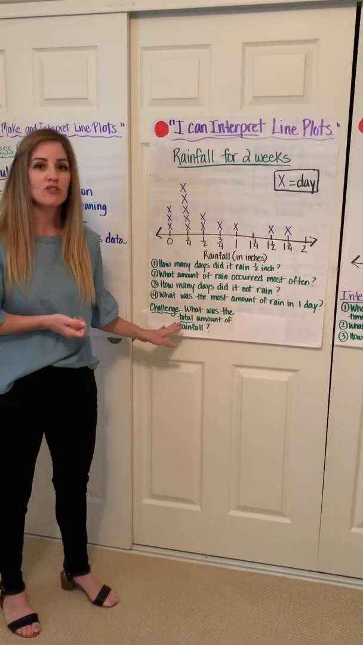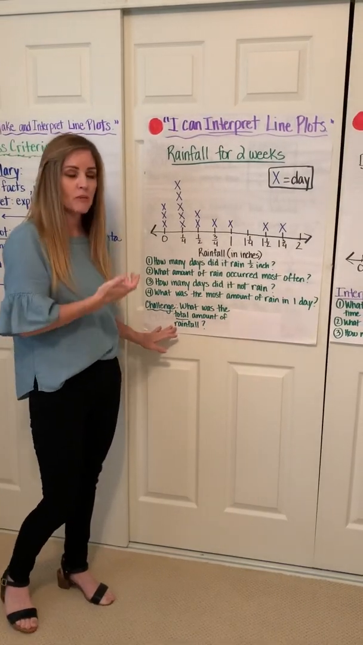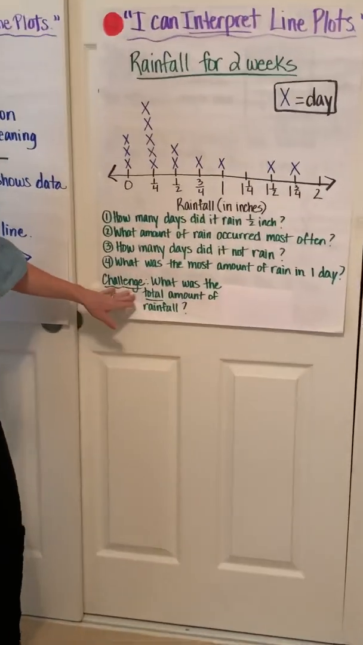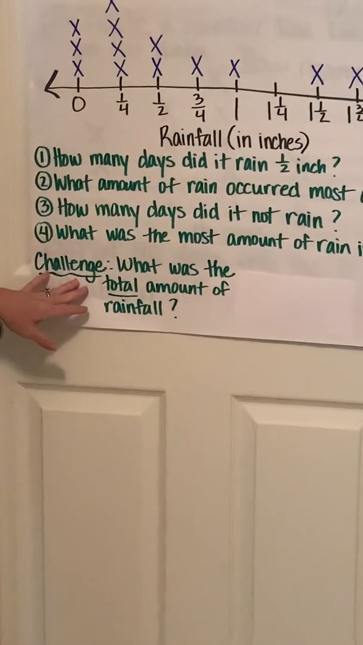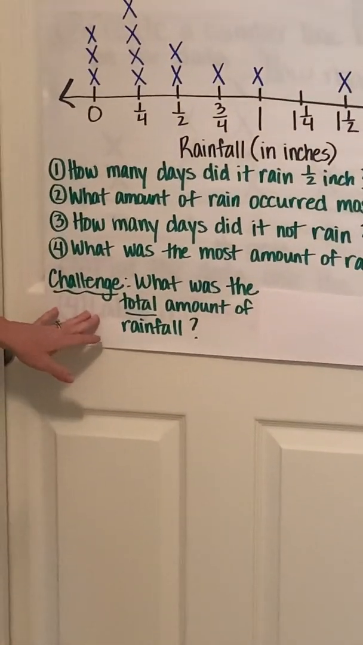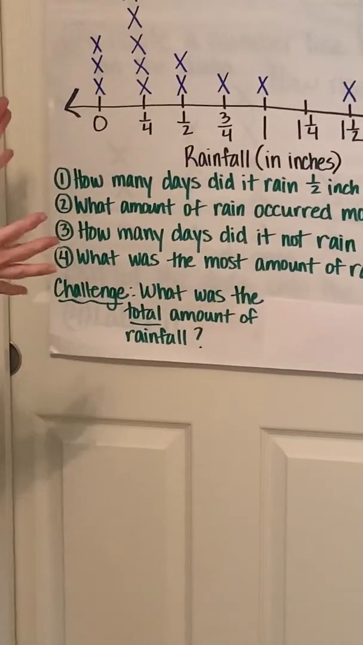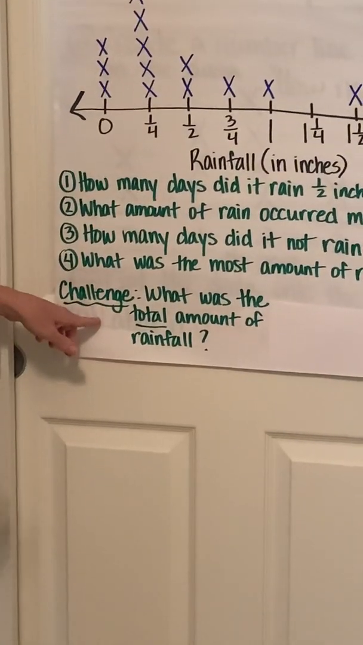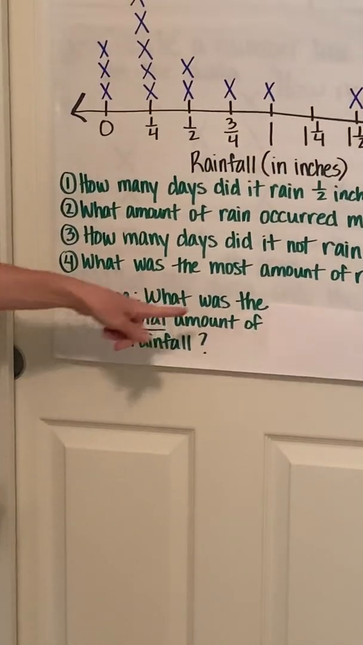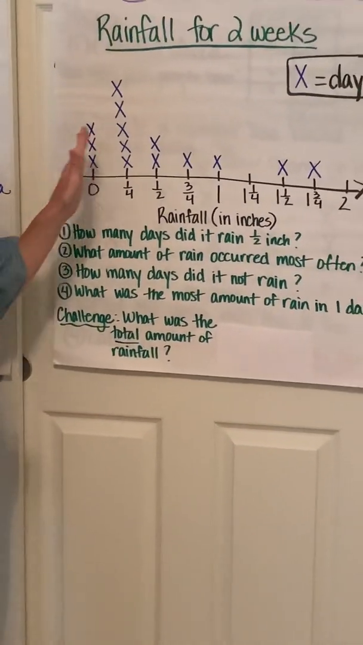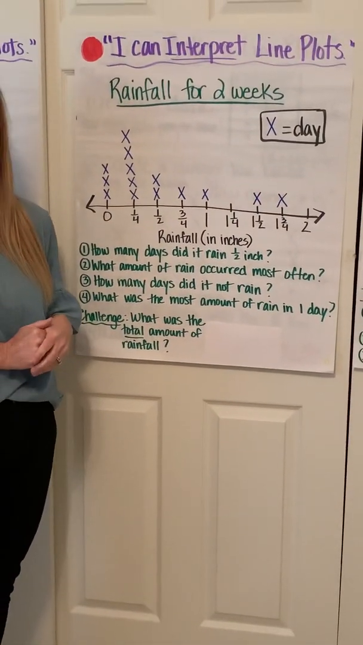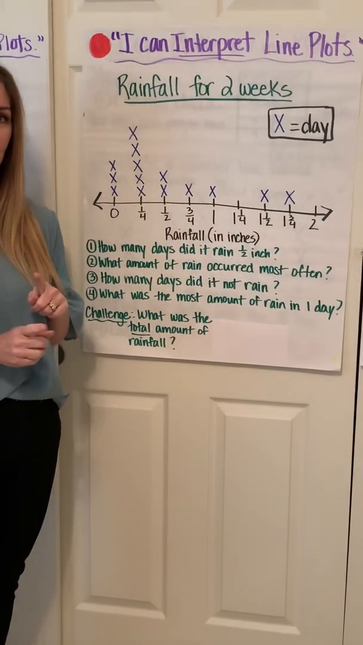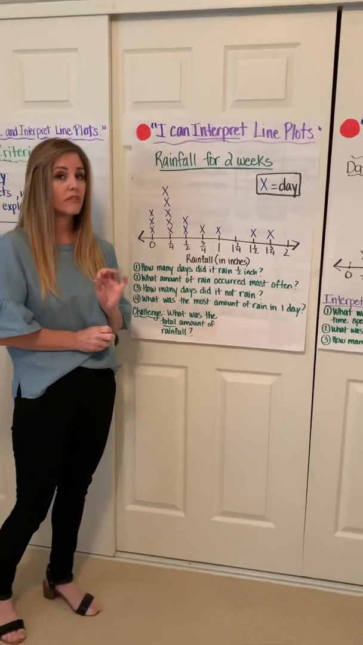All right, I do have a challenge question because I know for some of you, you're going to want a little bit more of a challenge. Don't feel stressed out about this, but sometimes you might come across questions where you're asked to do something a little bit more complex than what we've been doing. So your challenge question is, what was the total amount of rainfall? So that one might take you a minute. Before I ask you to hit pause, I'm going to give you a couple of hints.